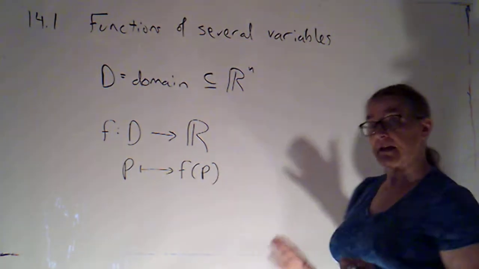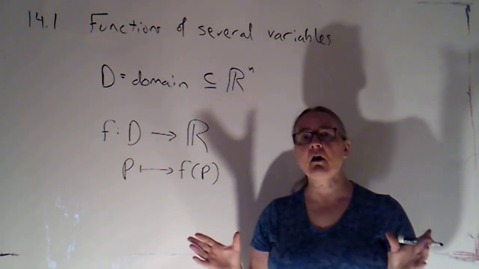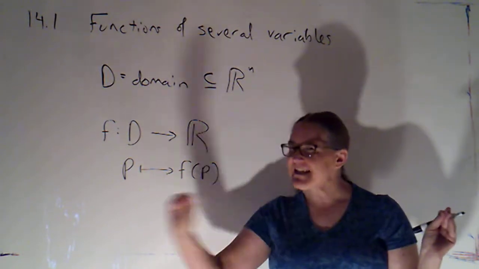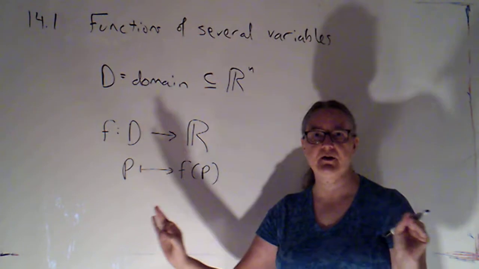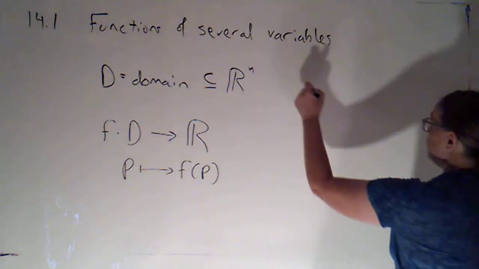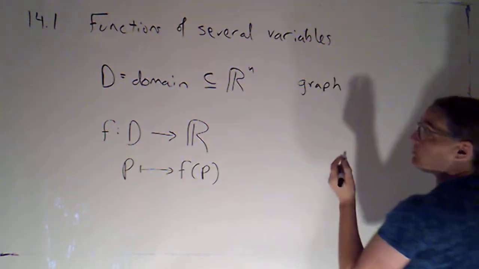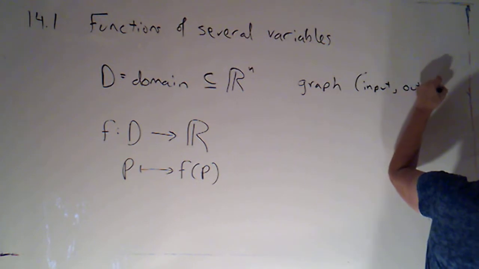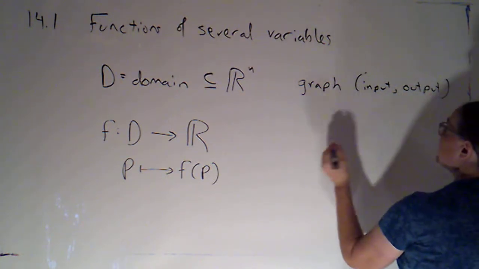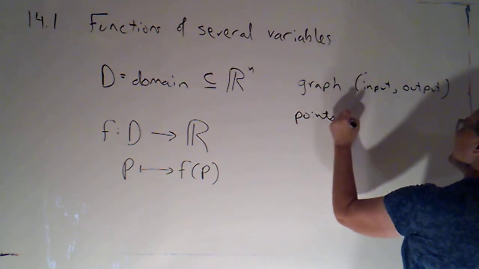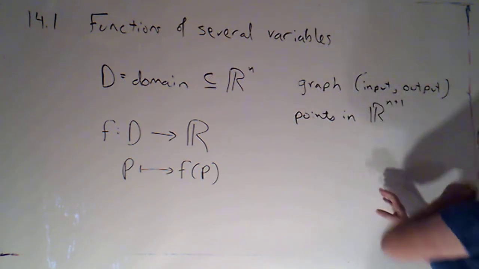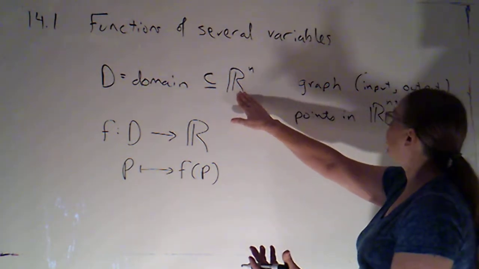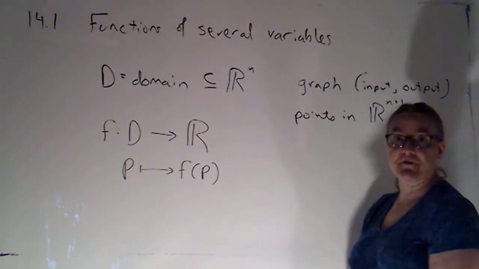Now, when we're graphing these, when we were graphing our vector functions in Chapter 13, we graphed the output only. There was no t-axis, even though t was our input. When we're graphing these things, we're going to be graphing essentially the input, comma, the output. So that's going to be a bunch of points in our n plus 1. Okay? We're going to have n variables for our input and then 1 more for the output.